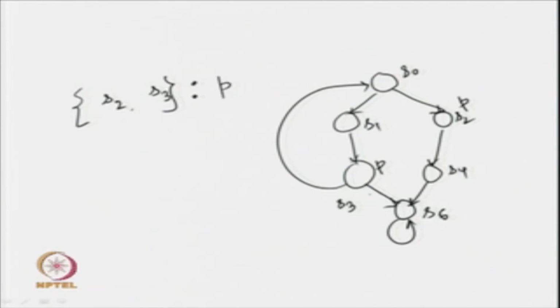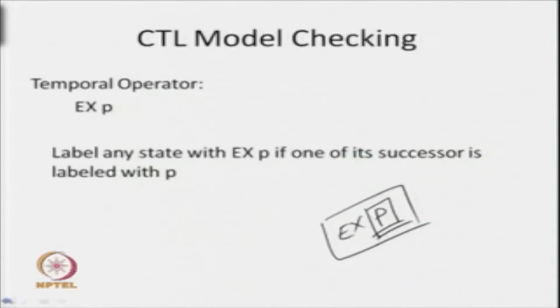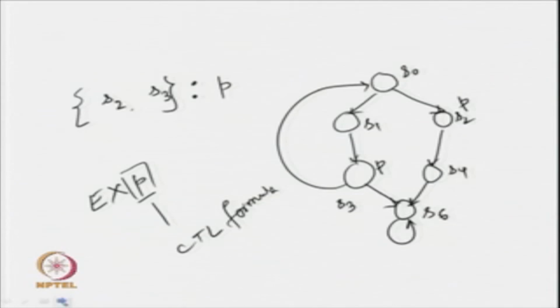P may be an atomic proposition or it may be any subformula, because when you go for EX P, we must know the label of P. So, P may be any CTL formula. Now, what we are saying is that we label any state with EX P if one of its successors is labeled with P. In this particular case, S0 has two successors, S1 and S2. One of the successors is labeled with P, so it is a member of this particular set.